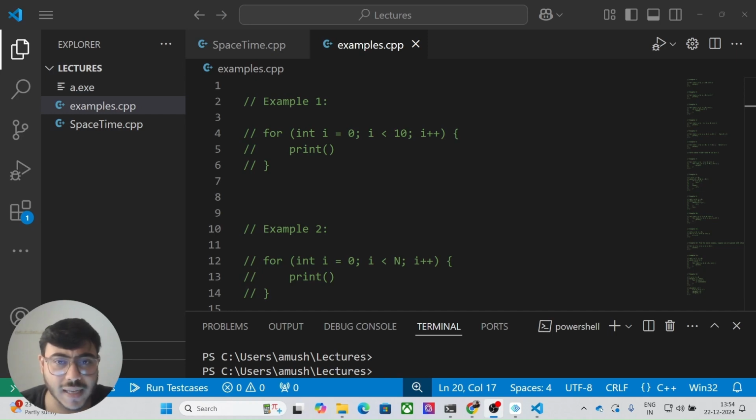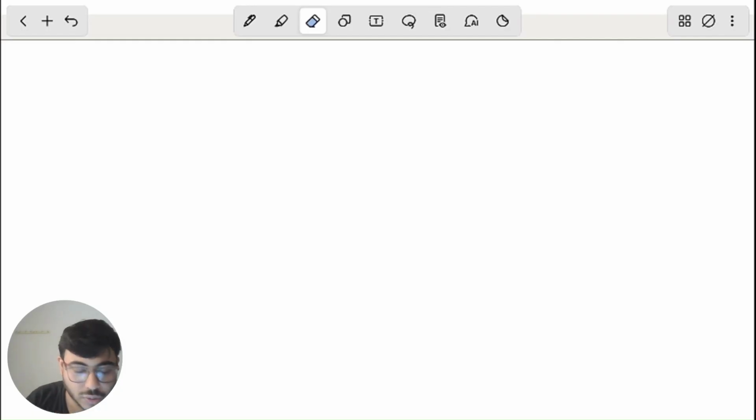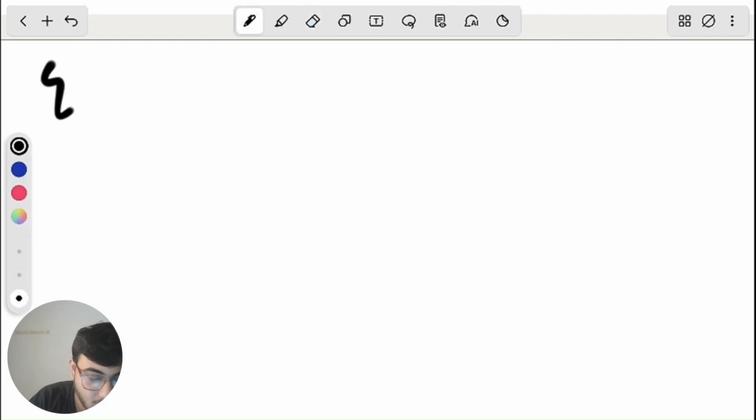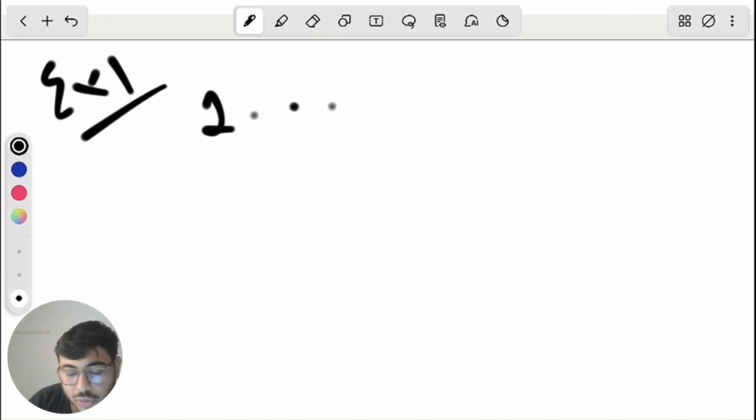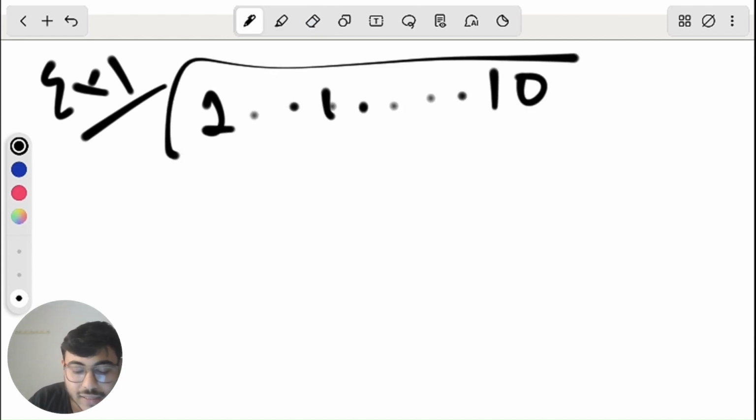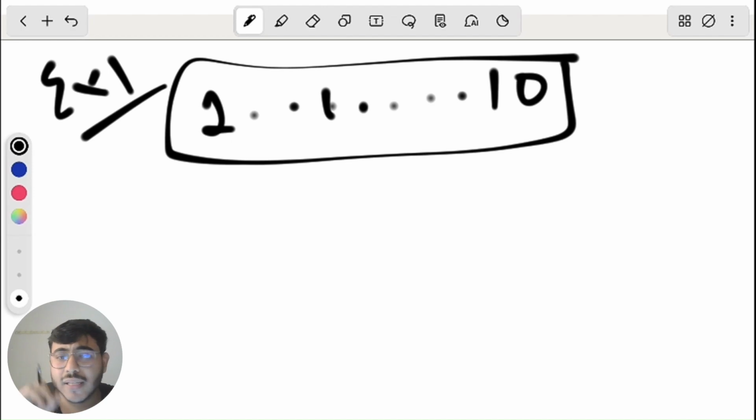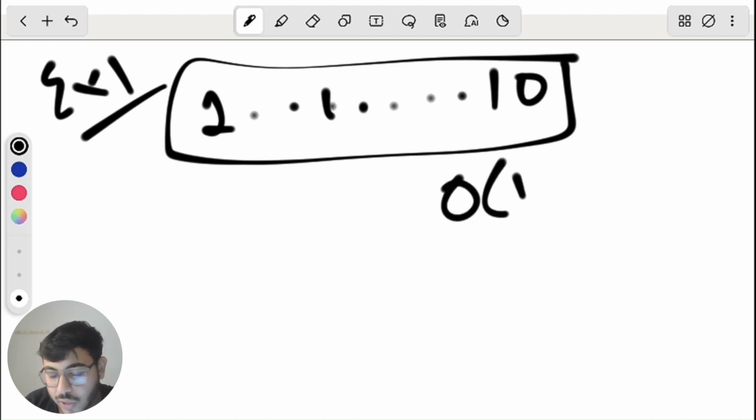So we can see our first example. In the first example, we have i equal to 0, i less than 10, i plus plus, print statement. As we discussed, print statements don't take any time, so this loop will work for around 10 steps. Let me write example 1. It will start from 1, 2, 3 till 10. Regardless of the input size, this loop will always work for 10 steps. That's why we can say that this has an order 1 runtime.